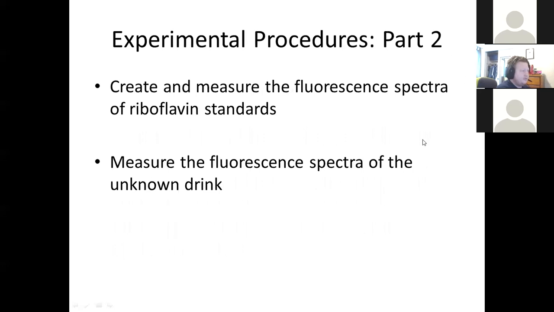For part two, there's a different analyte they give you, which is riboflavin, very common in a lot of energy drinks. But similarly, if you were doing this in person, you would create and measure the fluorescence spectra of a bunch of riboflavin standards. And then the second part would be to measure an unknown. So in this case, you don't have a mixture, you just have one thing, but it's a fluorescence spectrum instead of a UV-vis absorption spectrum. But just because this is fluorescence doesn't mean Fermi's golden rule doesn't apply to it.